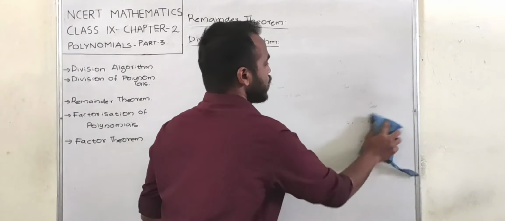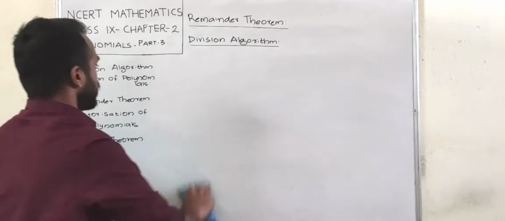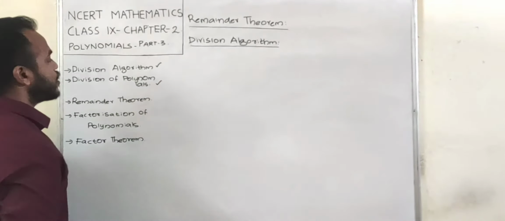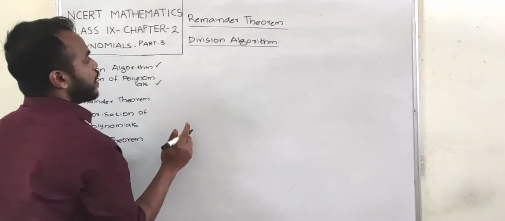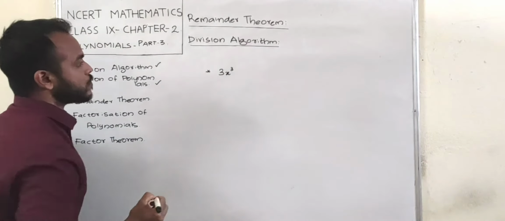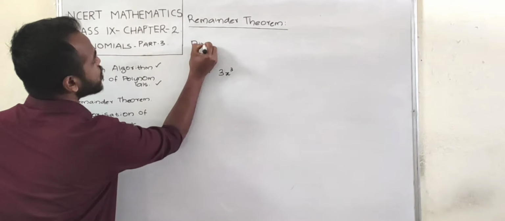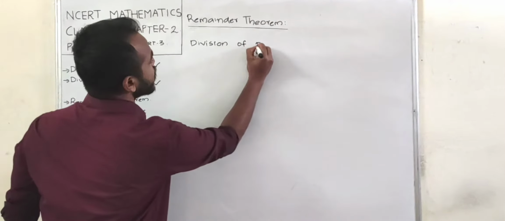Now, next we are going to see the division of polynomials. So we have learned what the division algorithm is. Now let's see how you will proceed with the division of polynomials. For example, you are given a polynomial 3x cube. So I should change the heading. Now we are moving to the division of polynomials.